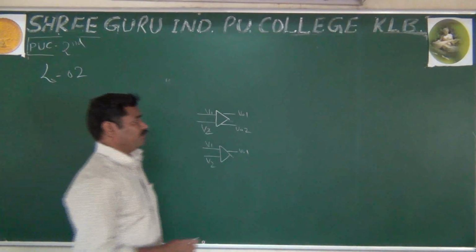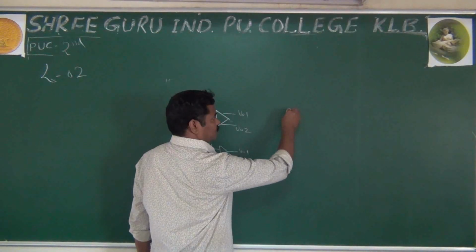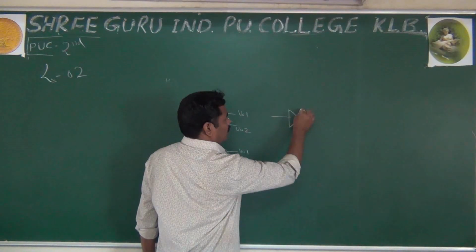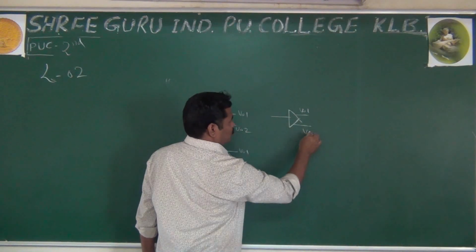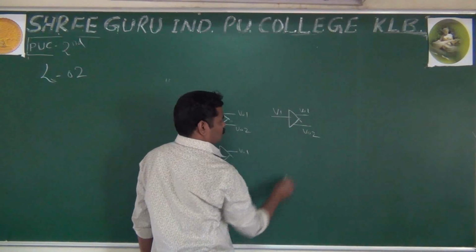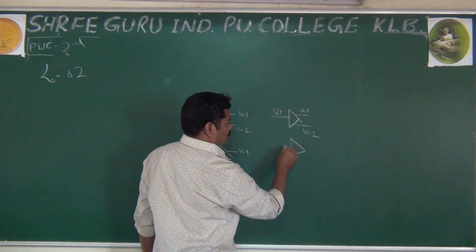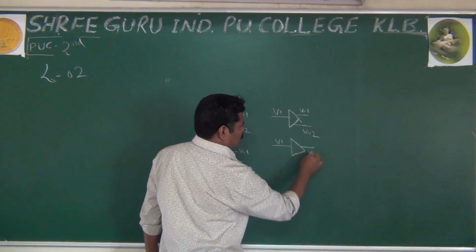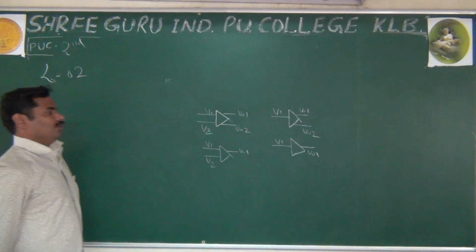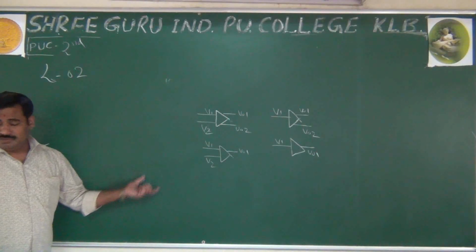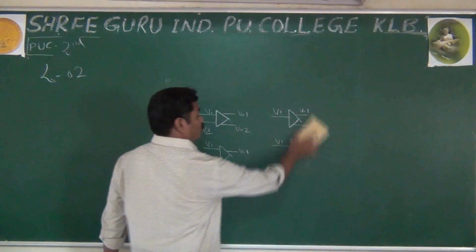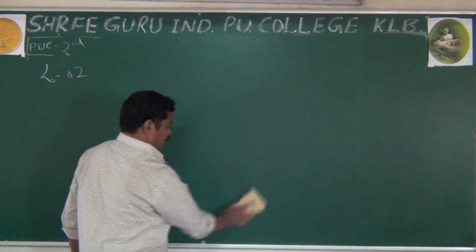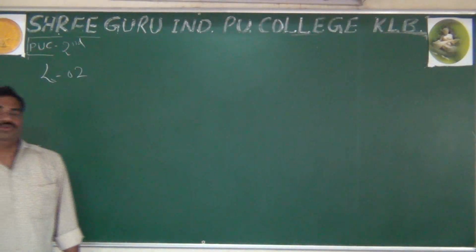And another way, single input and balanced output, V01 and V02. So V1. And the last one is single input and single output, V2. These are the different types of differential amplifier. We will go for the important construction and working principle of the dual input and balanced output differential amplifier.